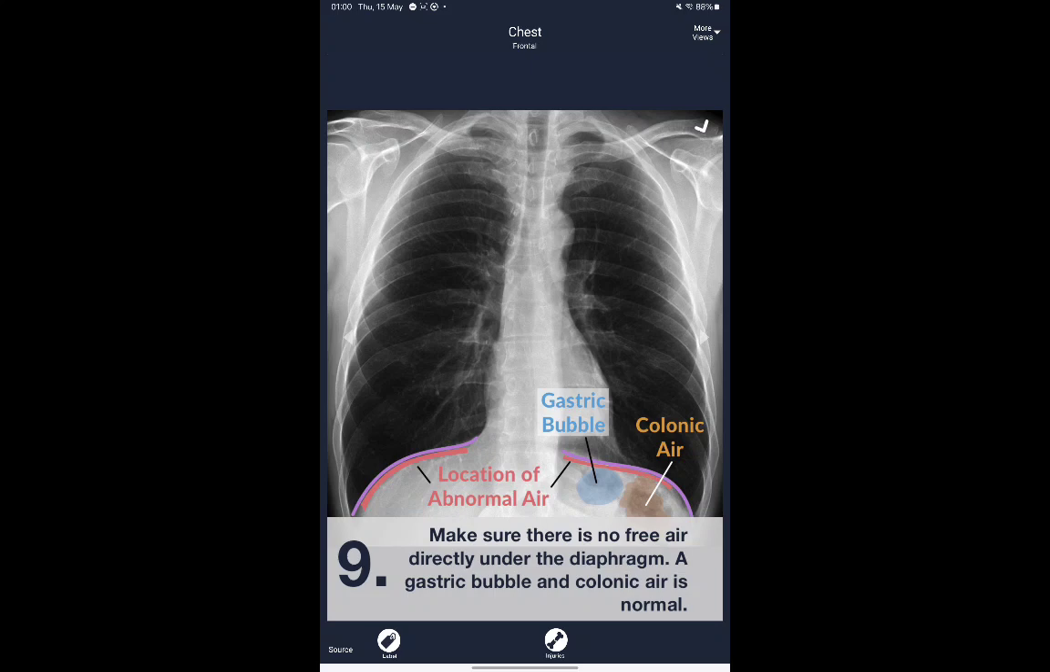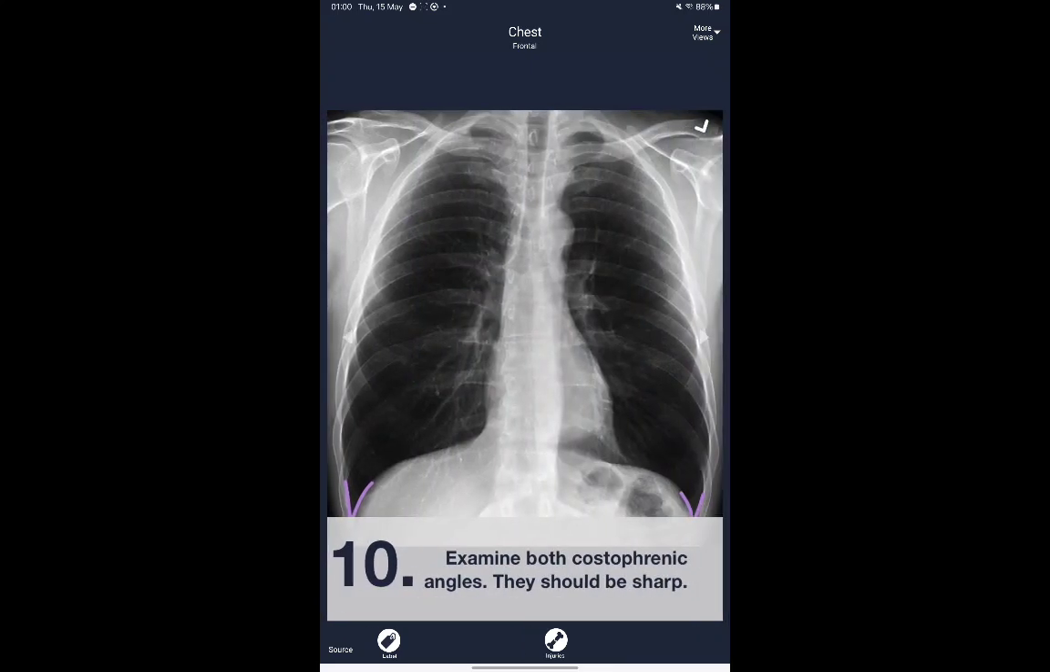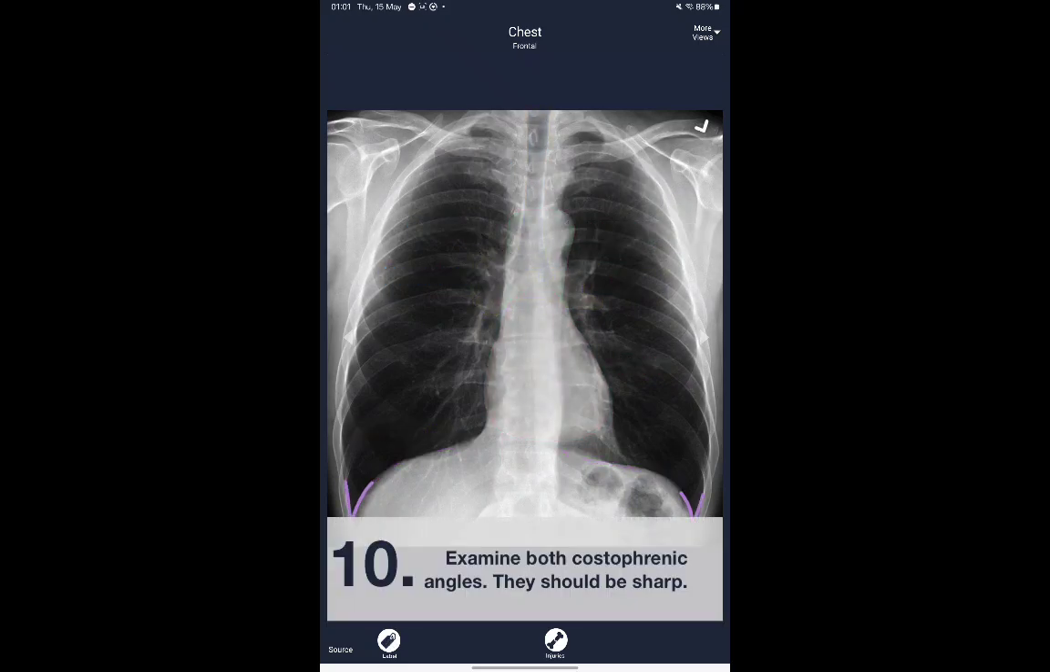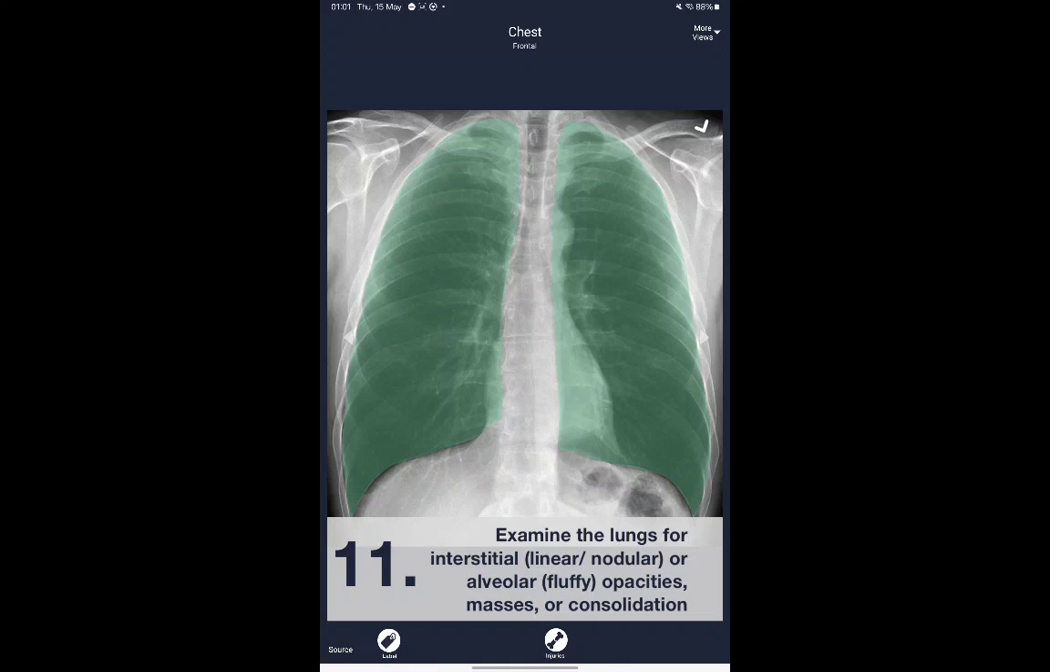Here is the colonic air within the splenic flexure on the left side. If there is free air under the diaphragm, this is an emergency indicating a viscus organ rupture or perforation. Here are the costophrenic angles, the junction between the diaphragm and the ribs in the thoracic cavity. Examine both costophrenic angles. They should be sharp and clear, not obliterated with any opacification.